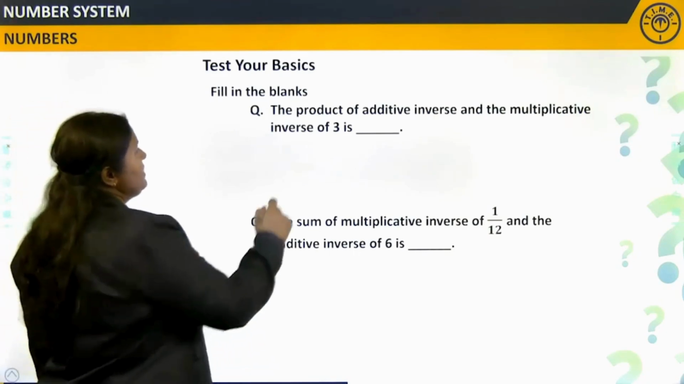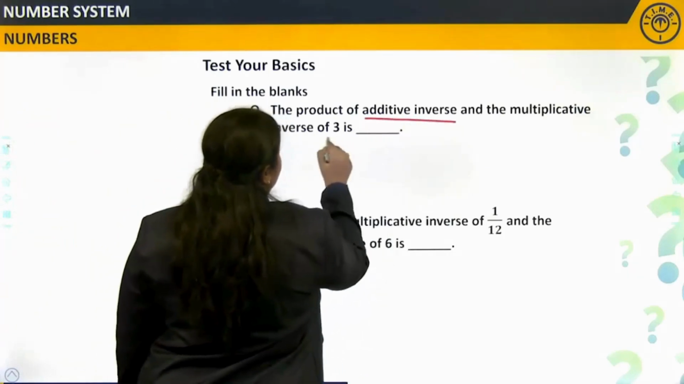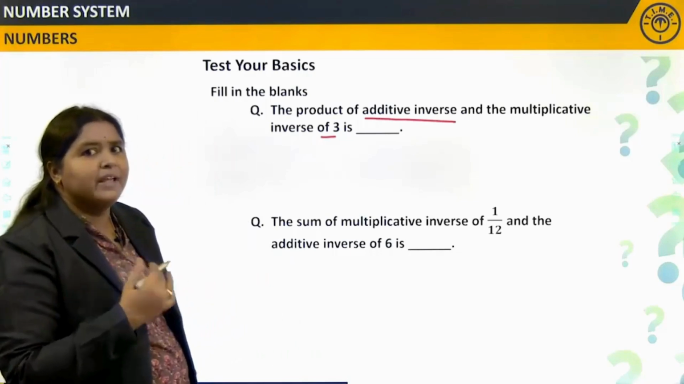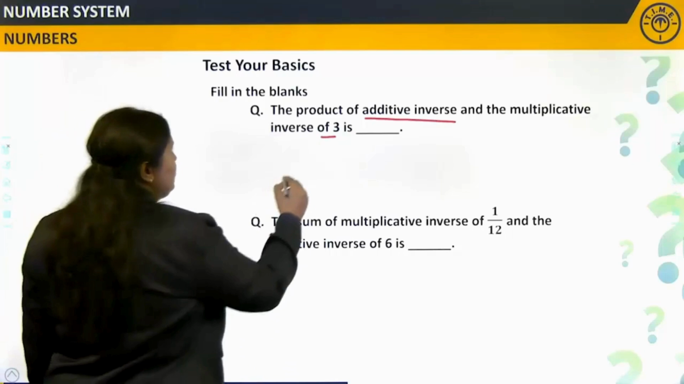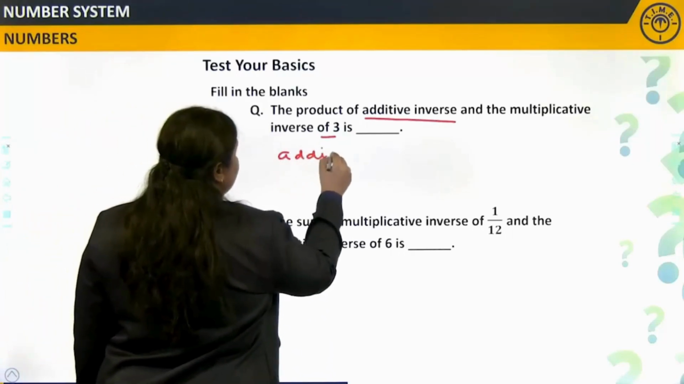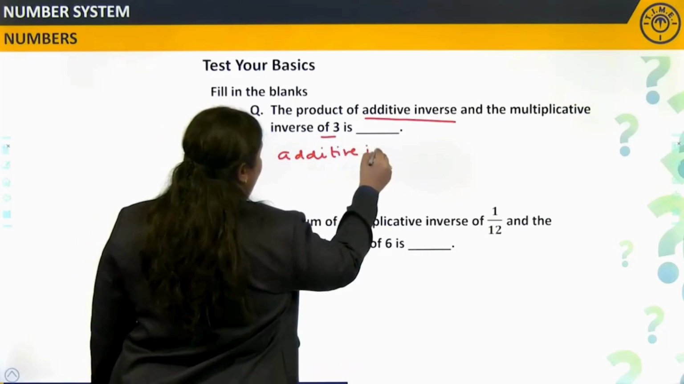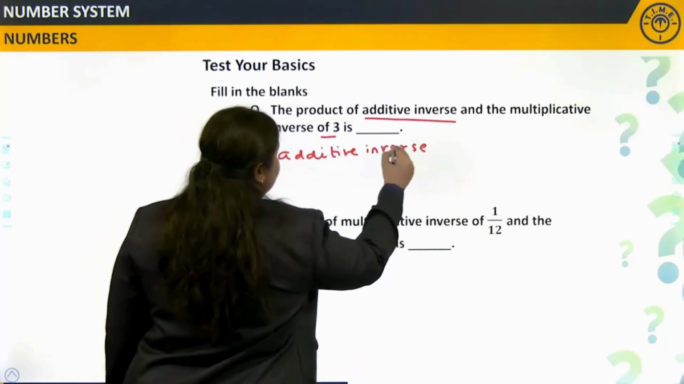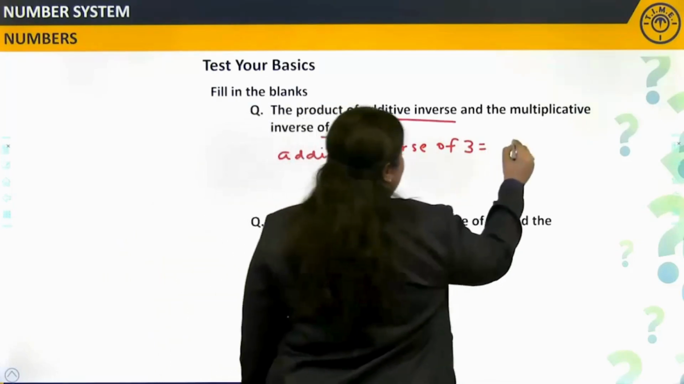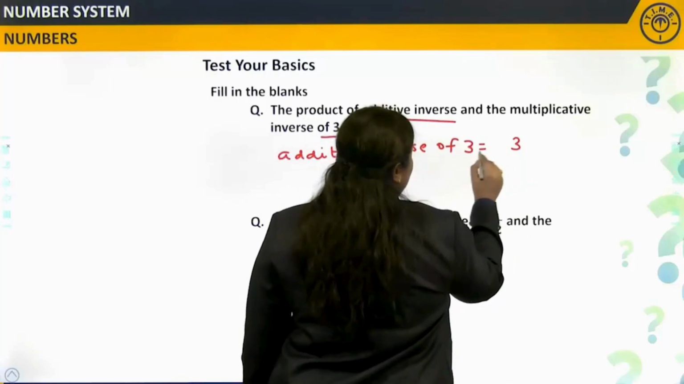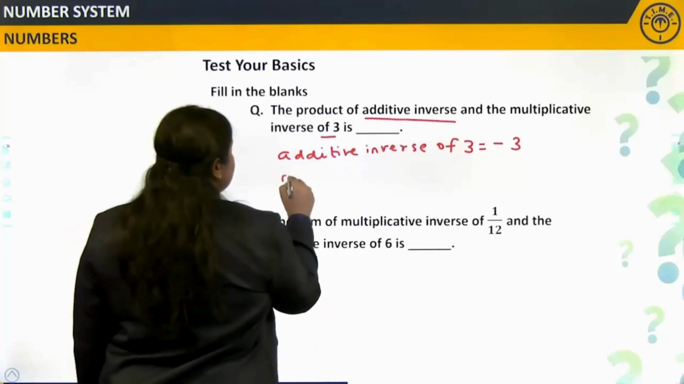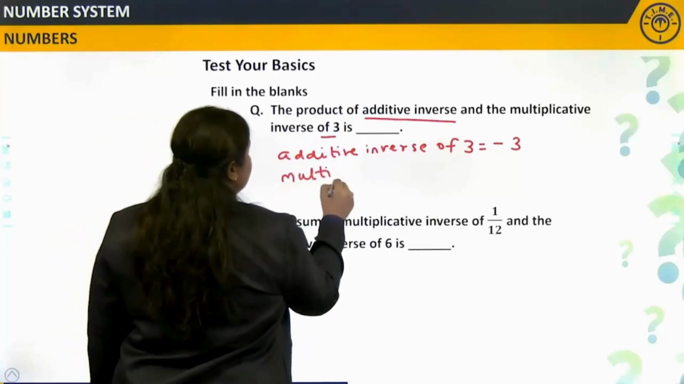Now, what is the additive inverse of 3? You have to take the same number and take the opposite sign, right? 3 is positive. Let me first write it. Additive inverse of 3 is equal to, you take the same 3. Since we are talking about plus 3, we have to take the opposite sign, so it is minus 3. That's all. Next, what is the multiplicative inverse of 3?